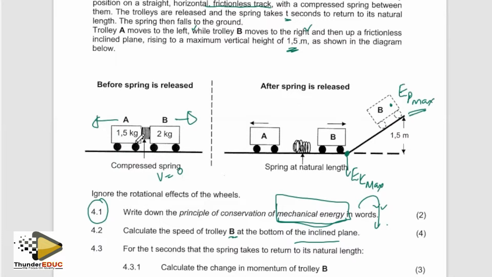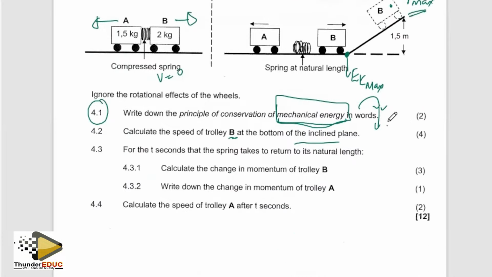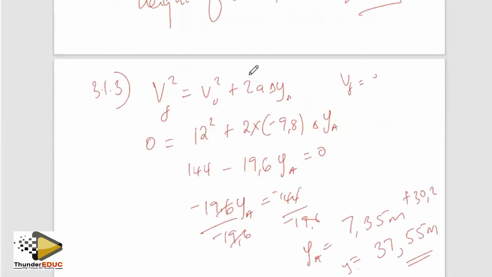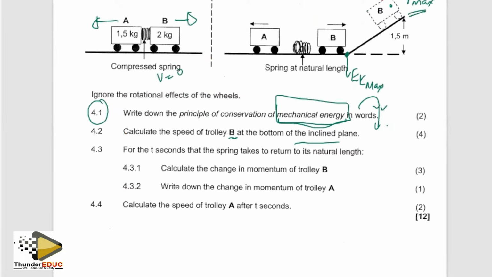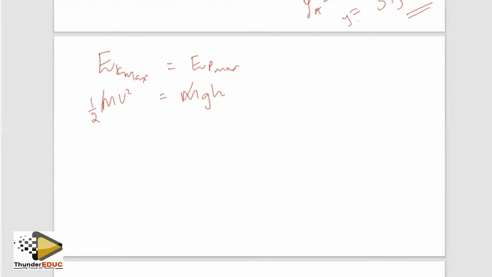So kinetic energy and then the gravitational potential energy. I'm just going to compare the two and then I'll get my velocity before the incline. So I'll say EK max should be equivalent to EP max. So this is going to be a half mv squared is equivalent to mg multiplied by height. Do we know the mass of the body? It's not a big deal. I can even cancel that out. I mean, it's the same body.